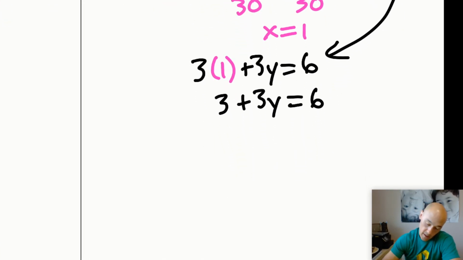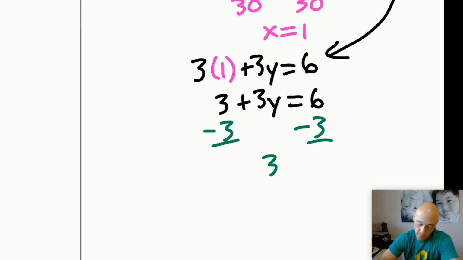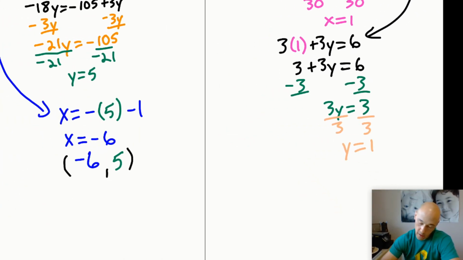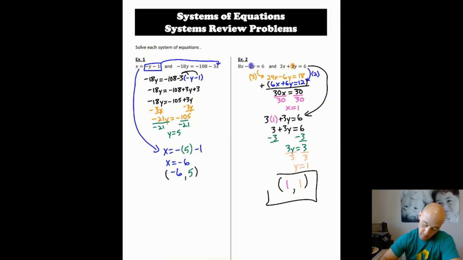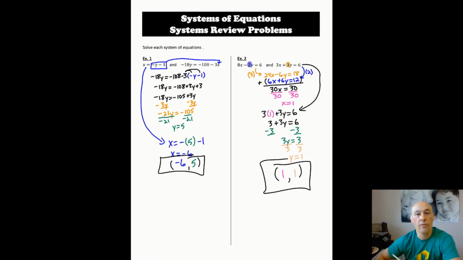Now I can subtract 3 from both sides. I get 3y equals 3. And next, I will divide by 3, and I will get y equals 1. So my solution to this system of equations is the x value was 1, the y value was also 1, and that is my solution. And those are a couple systems of review problems.